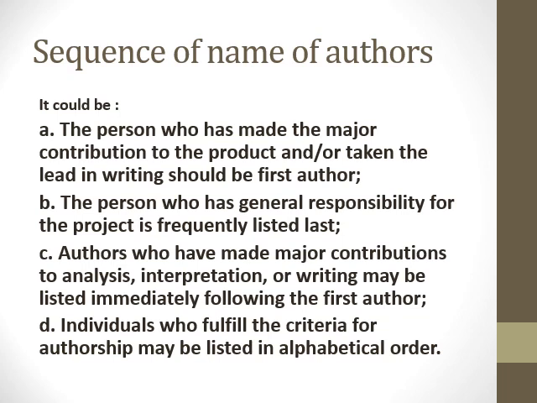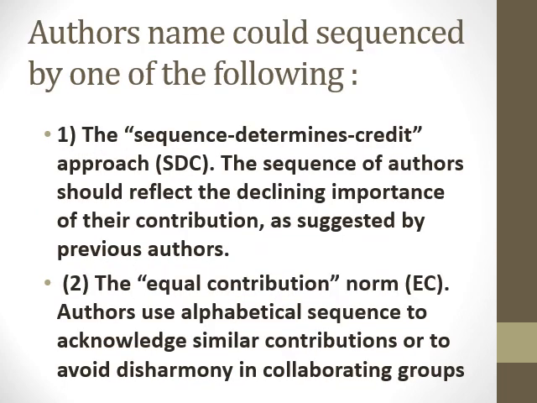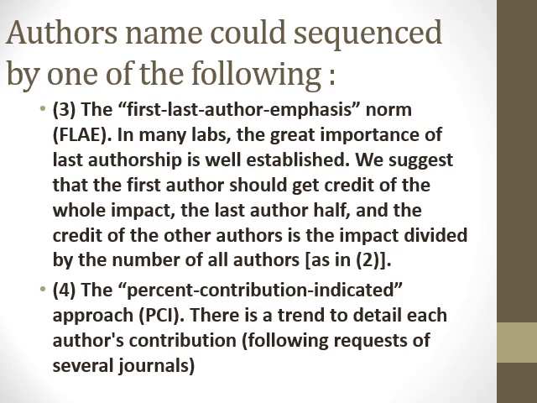Sometimes they say that the major contribution is doing the analysis, the interpretation and the writing. This one should be first, not the one who is collecting the data. So the order of authors could be by sequence determining credit. This means starting with the major contribution, then declining until the end with the smallest contribution. Or secondly, equal contribution: if we are doing all the same, we put our names in alphabetical order. Or the first-last author emphasis.